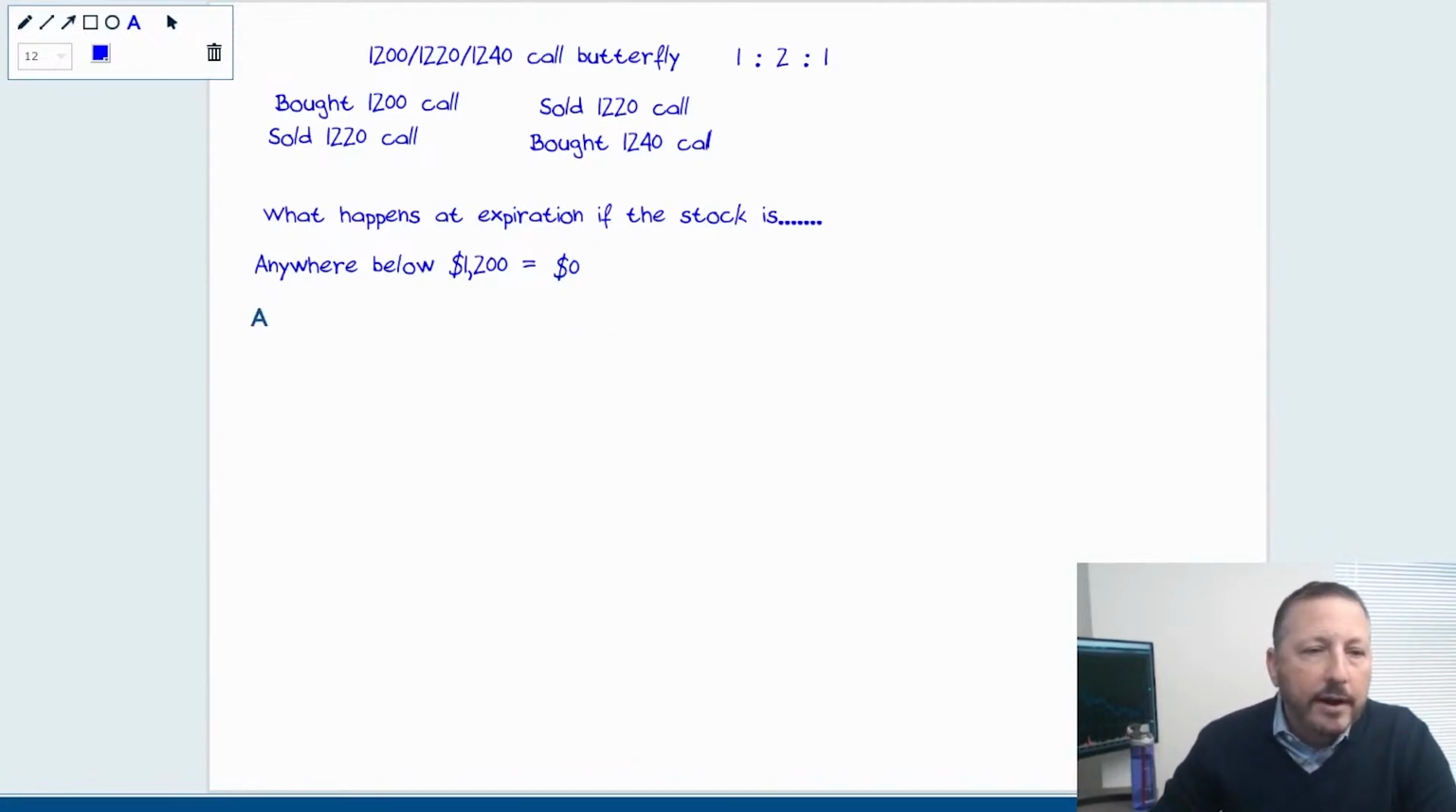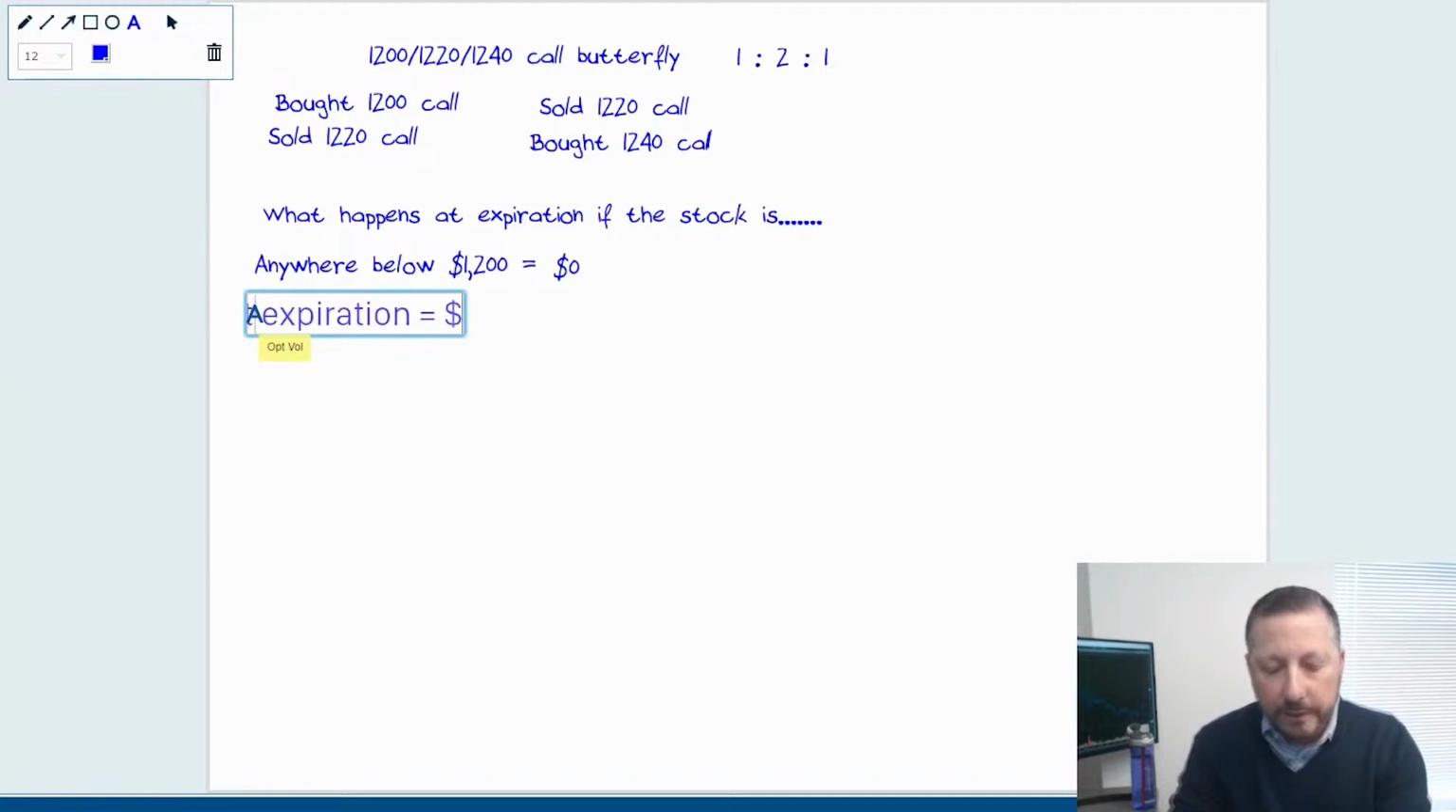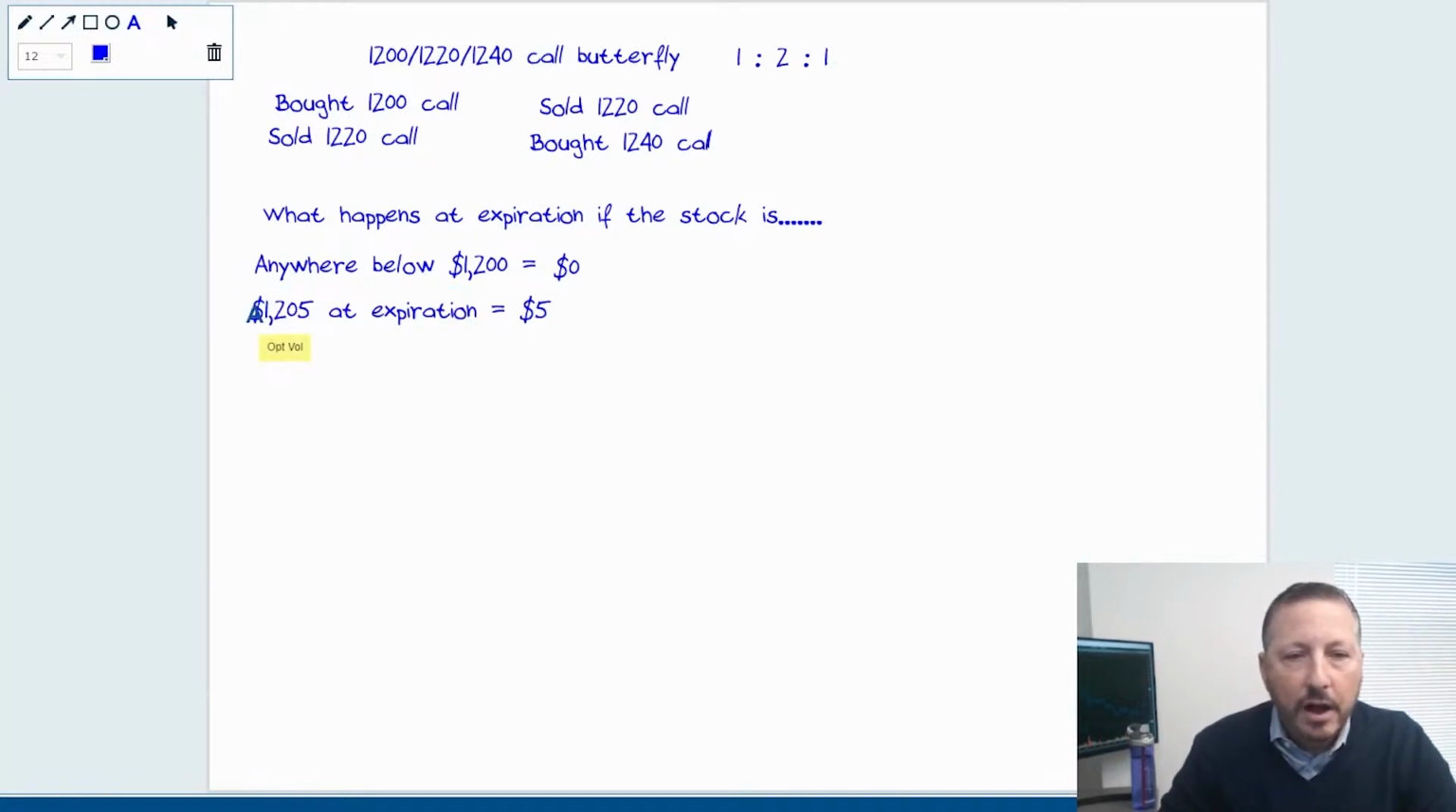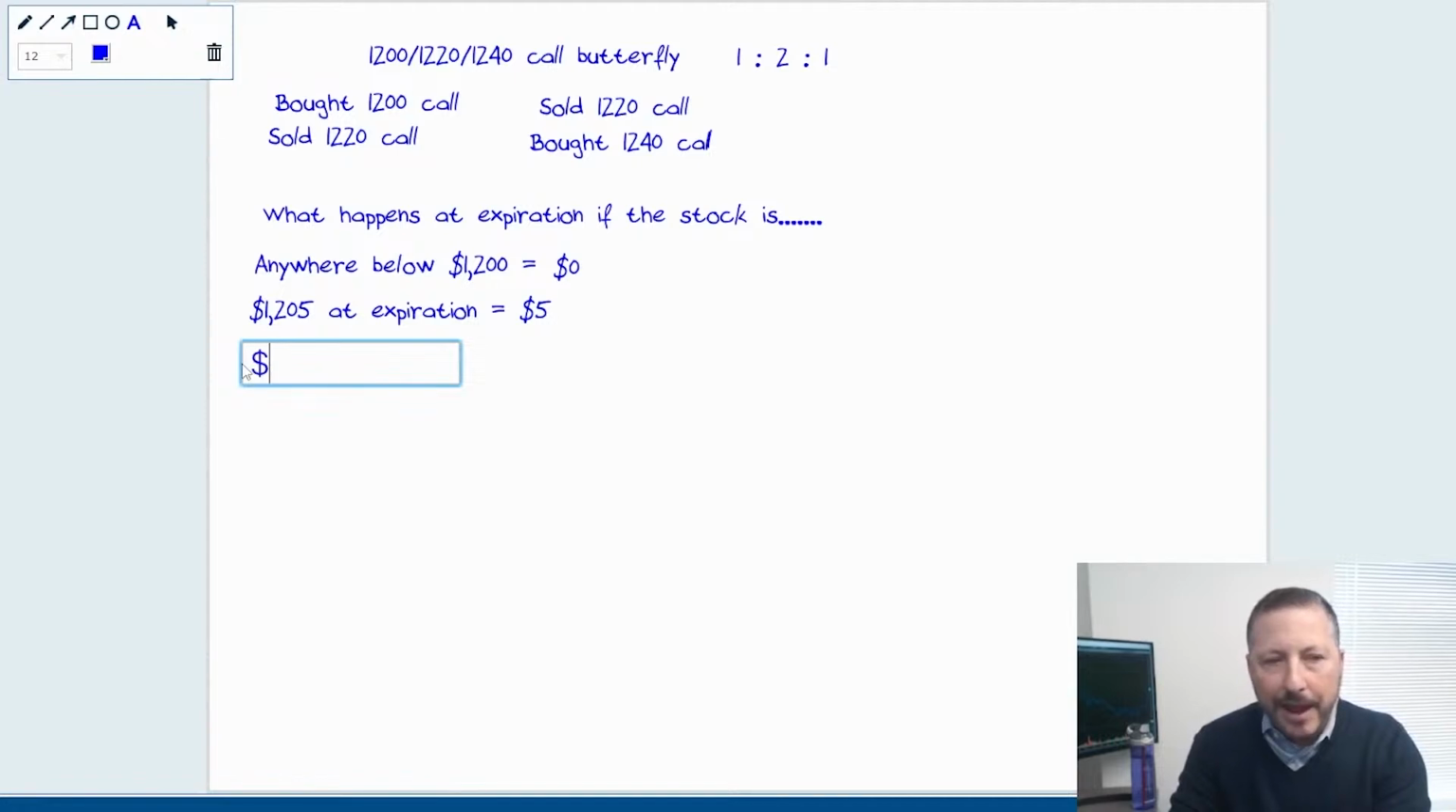What if we're at 1205? This is just going to equal $5. Our long part of the butterfly, the 1200 1220 spread, is worth $5. The short 1220 1240 is worth 0, so this would be 5, for a profit of $4. Remember, we've paid $1 for this. What we're looking at right here is just the value of the butterfly. So the math is pretty simple.